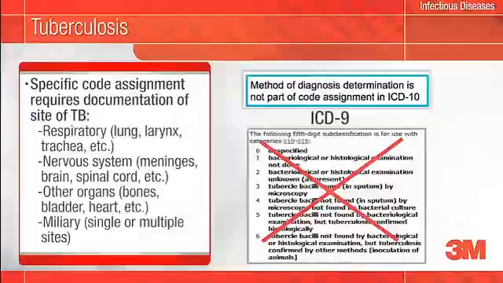You will need to continue documenting the site or sites of the tuberculosis, such as lungs, meninges, or spine, to name a few. There is also a category for miliary or disseminated TB that can be assigned based on your documentation.